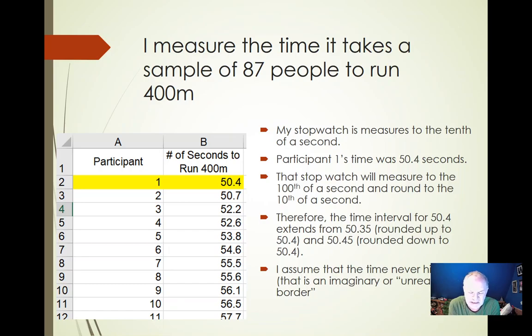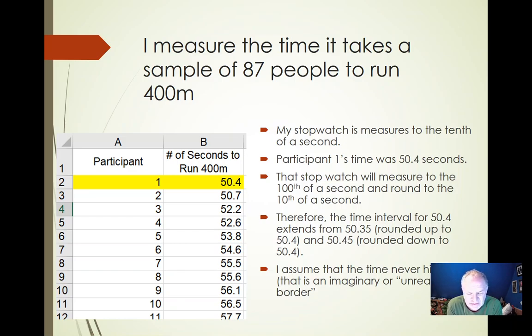But the real limits of 50.4 extend from 50.35 to 50.45. So in real time, if the time is 50.36 or 50.37, it should round up to 50.4. If the time is 50.44 or 50.43, it should round down to 50.4 seconds. That would have my stopwatch most accurate for a 10th of a second in terms of my level of accuracy.